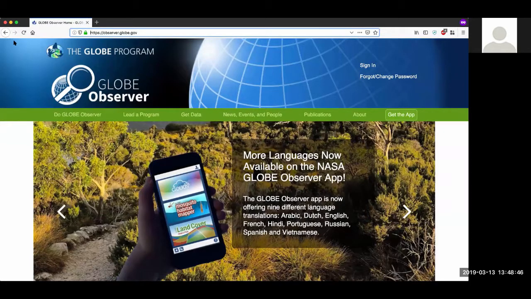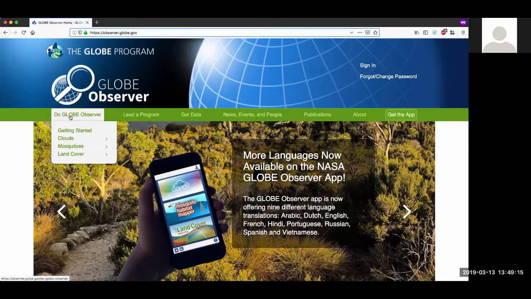Hi, everyone. So we've got a fresh release of the observer.globe.gov, which is the companion website to the Observer app. And I will share my screen for this quick walkthrough. With the Observer app, of course, there are a number of different tools or protocols that are included with the app. And we have resources both for independent observers. So perhaps someone downloads the app and they're looking to participate, or if you're an educator and you're looking for resources to bring some of your students along with you.